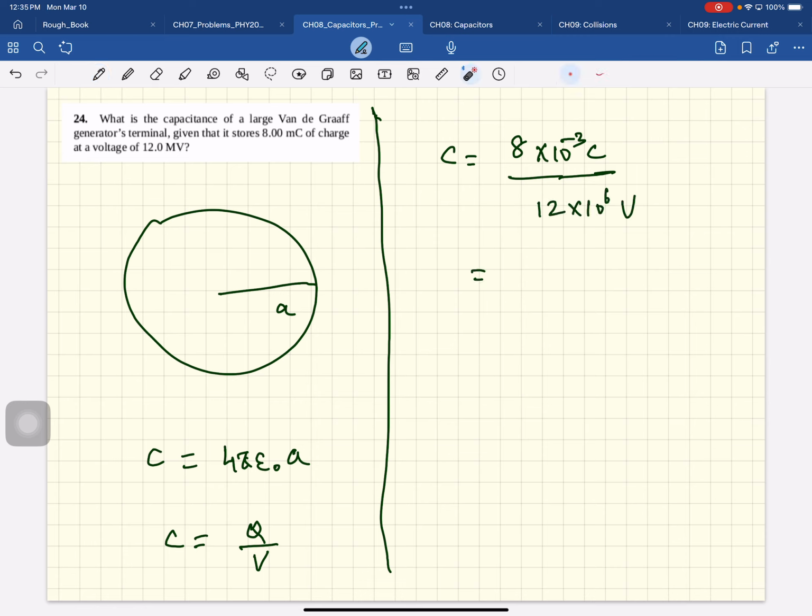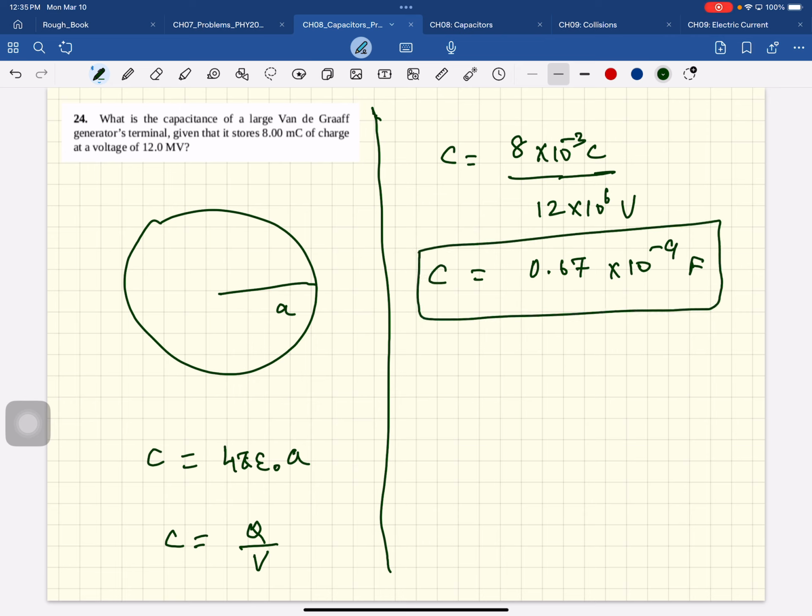Okay, so this thing works out to 0.67 into 10 to the minus 9, and coulombs over volts is farads. So the capacitance is nanofarads for this Van de Graaff generator.